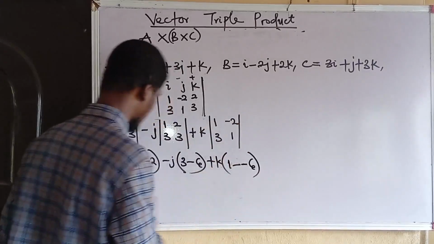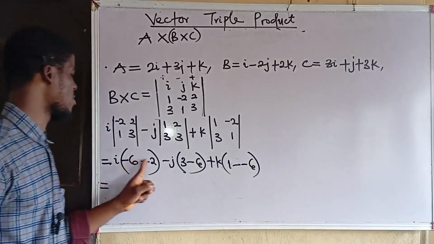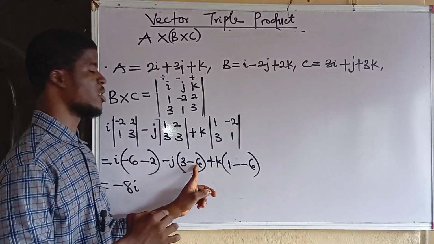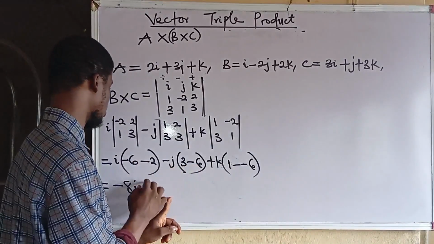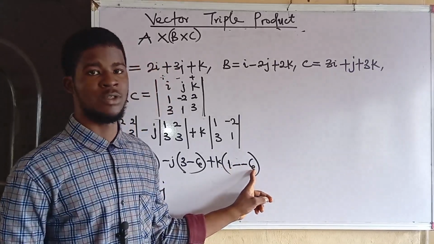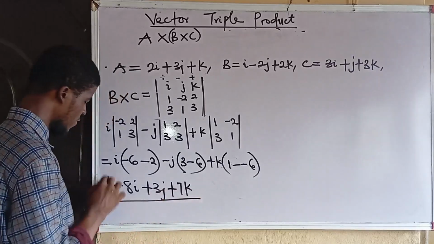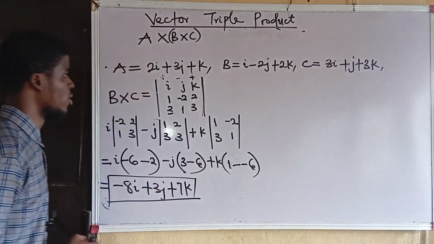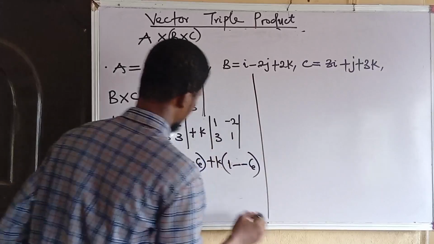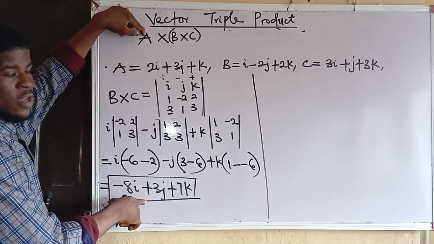So you have -6 minus 2 is -8, times I, minus 8I. 3 minus 6 is -3, times minus J is plus 3J. 1 minus 6, that's 1 plus 6, which is 7, times K, that's 7K. So this is the vector B cross C, the cross product of B and C. So we will now combine this with A, we'll now take the cross product of A and this particular vector.